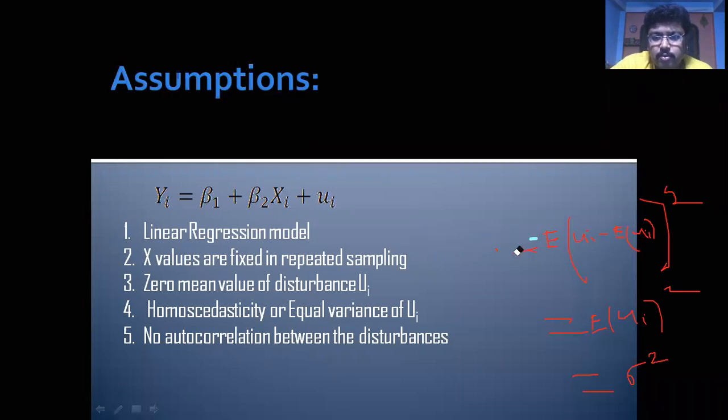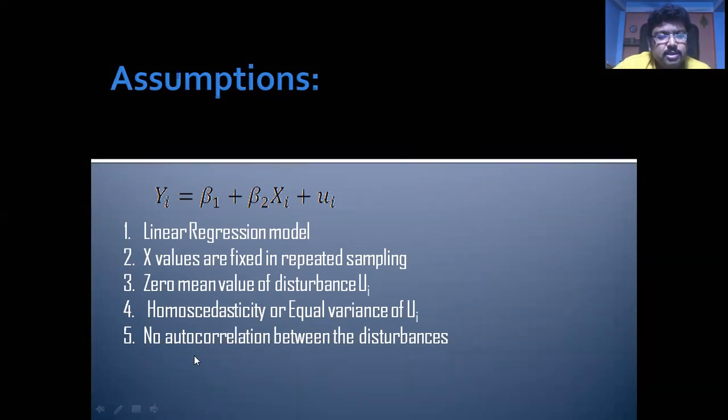Okay, now there is another assumption, that is no autocorrelation between the disturbances. So what I am saying here is no autocorrelation. What is no autocorrelation?